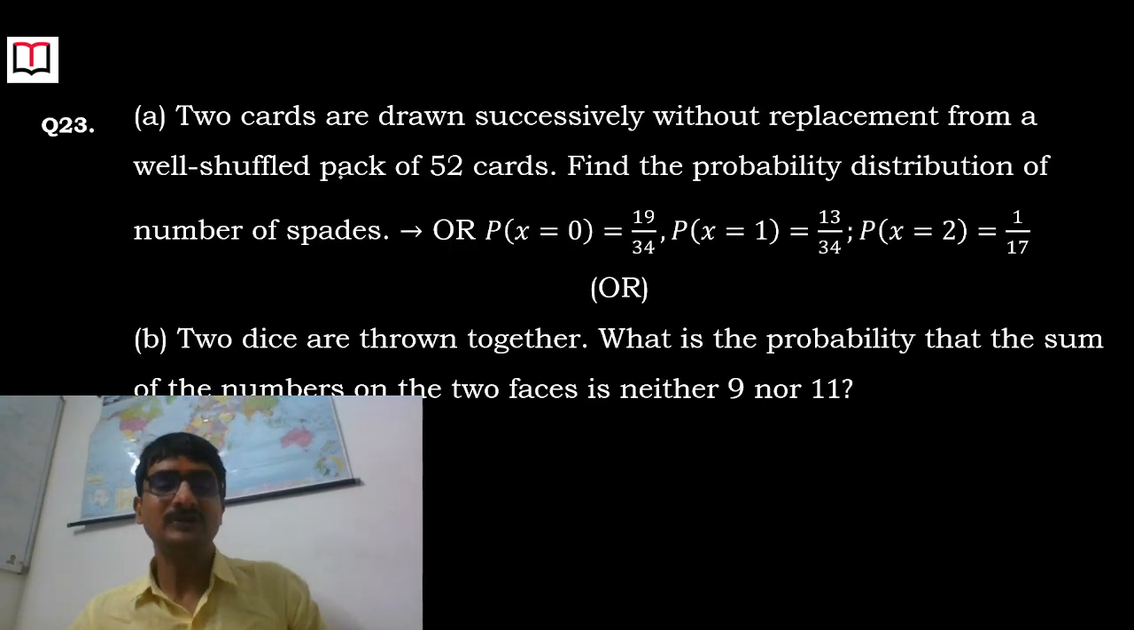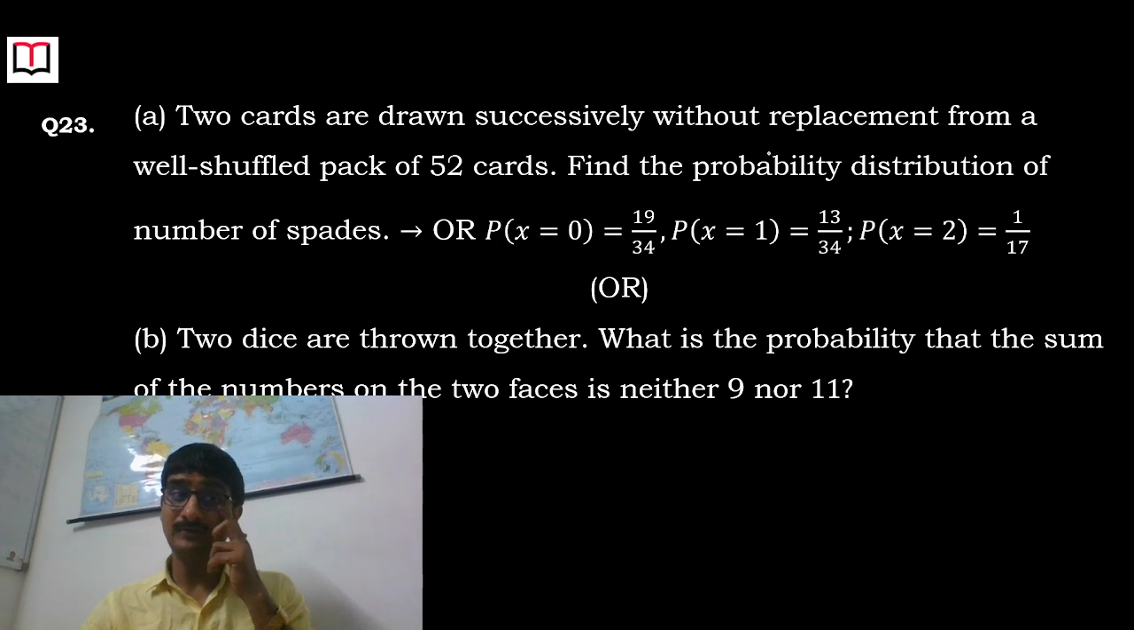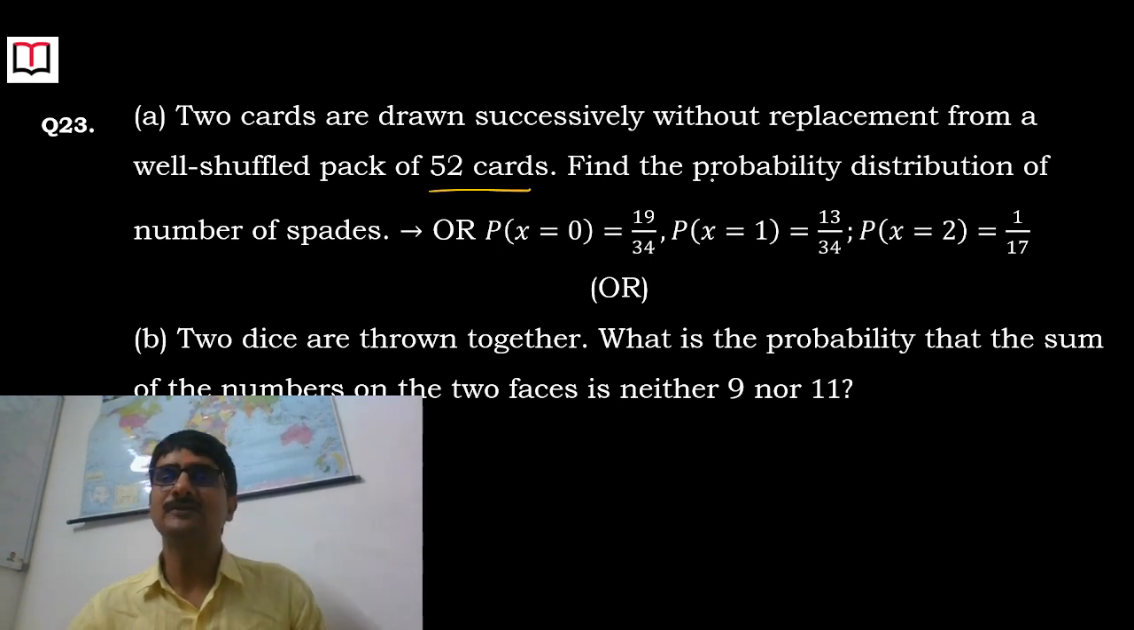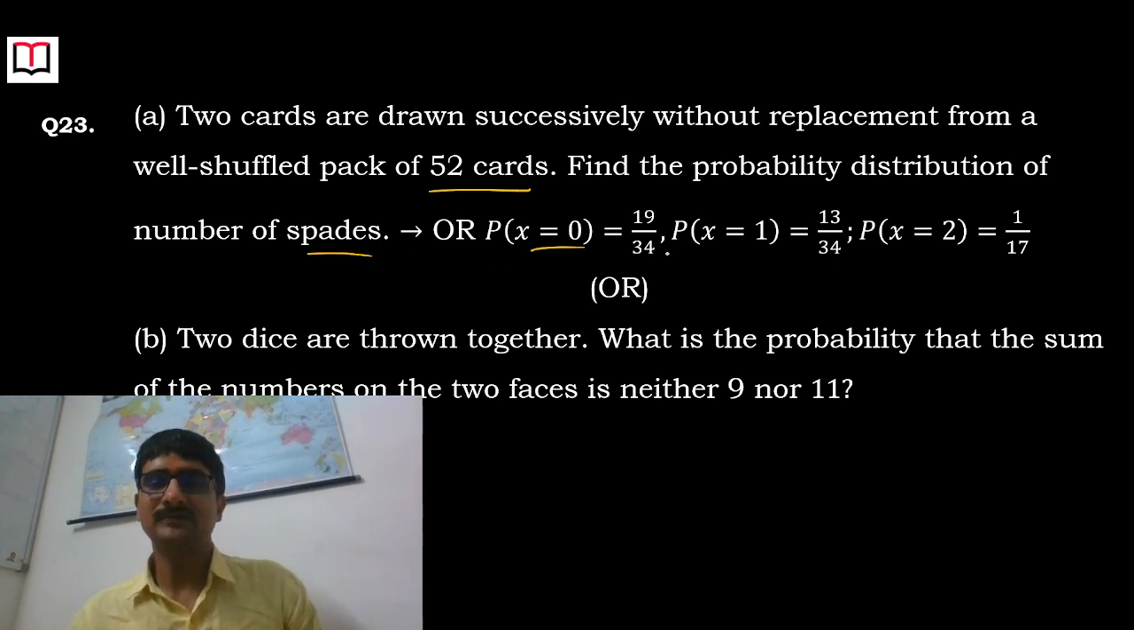Okay. So 23rd: two cards are drawn successively without replacement from a well shuffled pack of 52 cards. Find the probability distribution of the number of aces. Okay, and P of X equals 0.